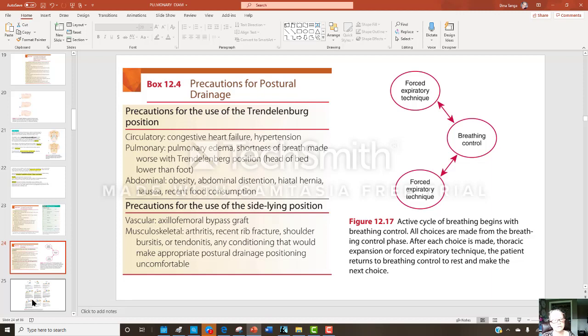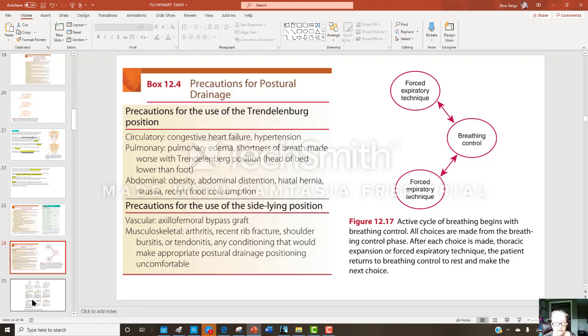Precautions for postural drainage. Precautions for the use of the Trendelenburg position. Circulatory: congestive heart failure and hypertension. Pulmonary: pulmonary edema, shortness of breath made worse with Trendelenburg position, head of bed lower than foot. Abdominal: obesity, abdominal distension, hiatal hernia, nausea, recent food consumption.